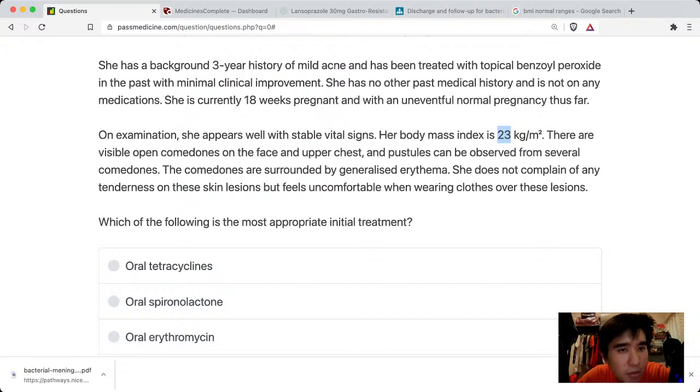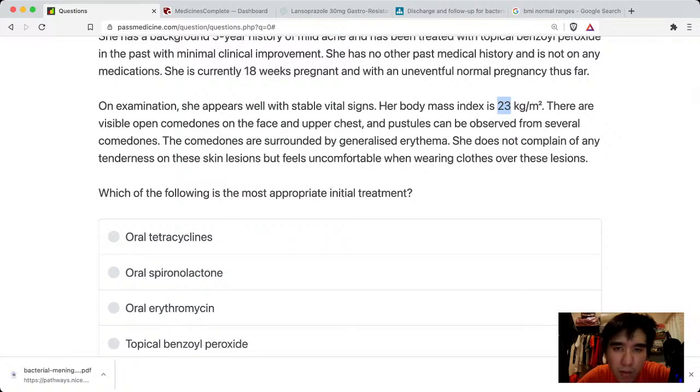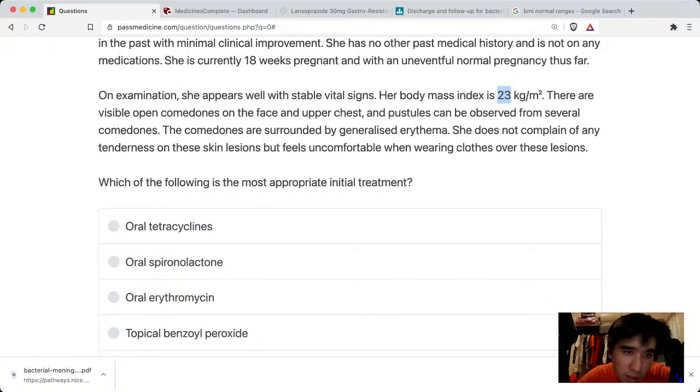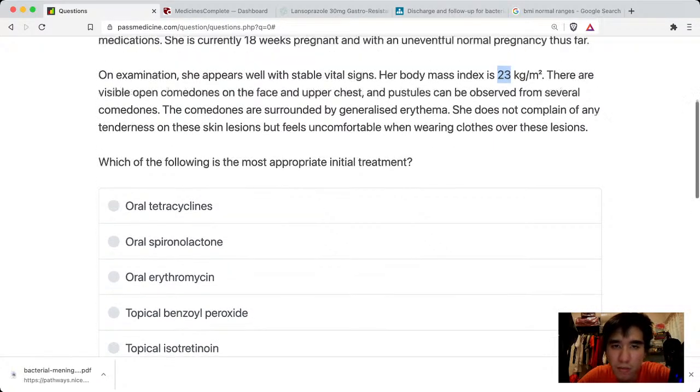There are visible open comedones on the face and upper chest, and pustules can be observed from several comedones. The comedones are surrounded by generous erythema. She does not complain of any tenderness on these skin lesions but feels uncomfortable when wearing clothes over these lesions. Which of the following is the most appropriate initial treatment?